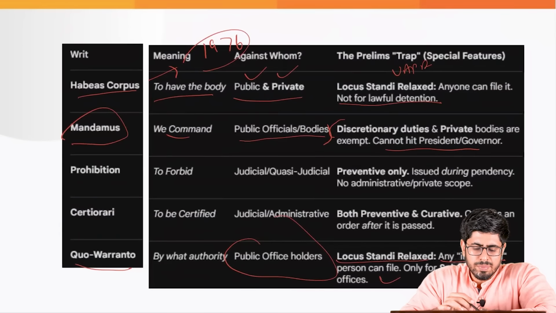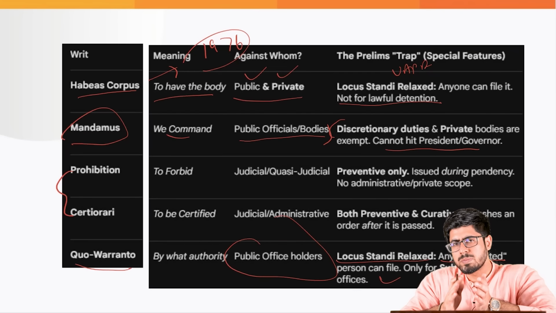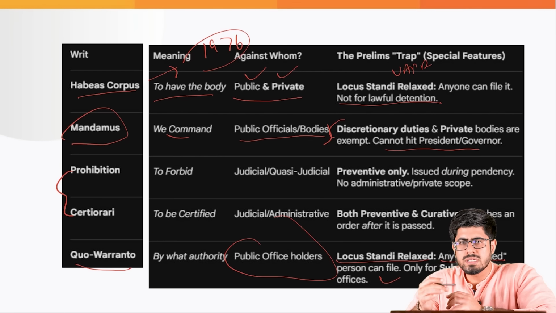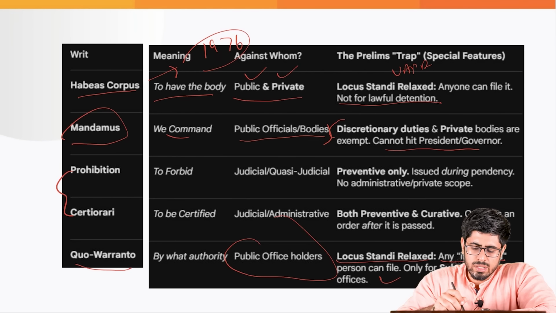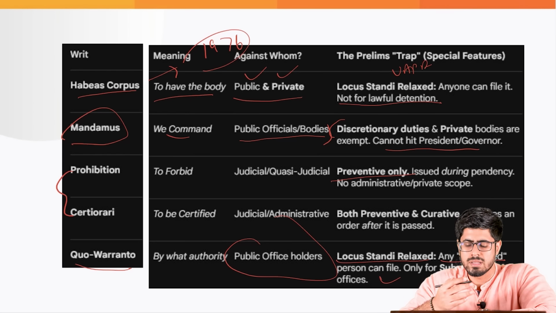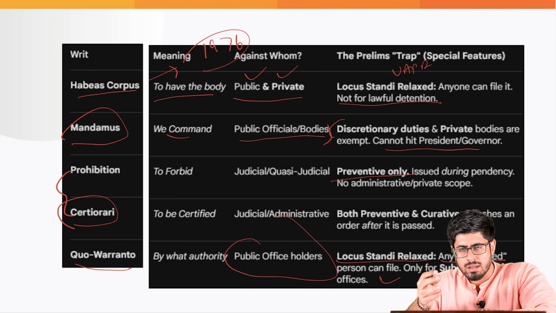Now let's discuss the remaining 2 also. There is a difference between prohibition and certiorari. Prohibition is a writ that is filed in the court only on a preventive basis, that it is done before the act is committed. On the other hand, certiorari is a writ which is filed against a decision of a court that has already taken place.